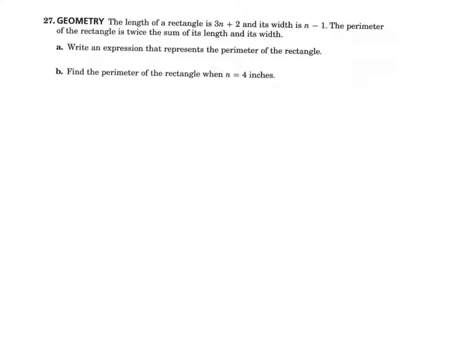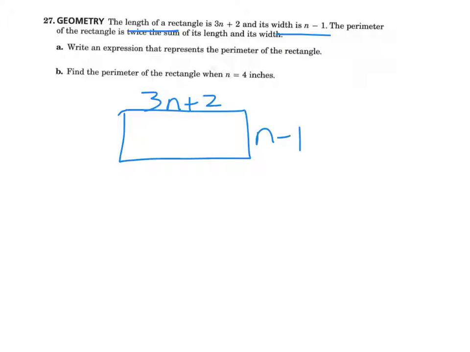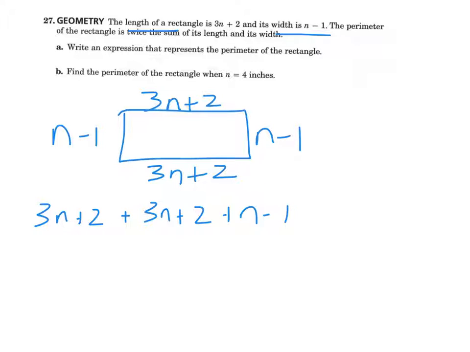All right, in this problem, we have to understand length and width in a rectangle. So I'm going to draw a picture. And our length is 3n plus 2, and our width is n minus 1. And of course, this width is also n minus 1, and this length is also 3n plus 2. The perimeter means to add them all up. So if we add them all up, 3n plus 2 plus 3n plus 2 plus n minus 1 plus n minus 1. We can combine our like terms, these with the n's.